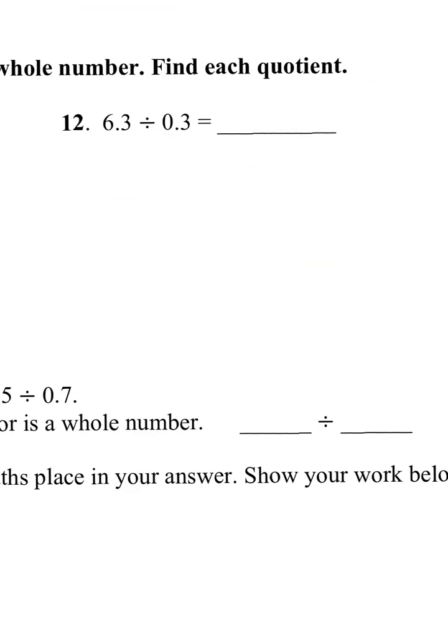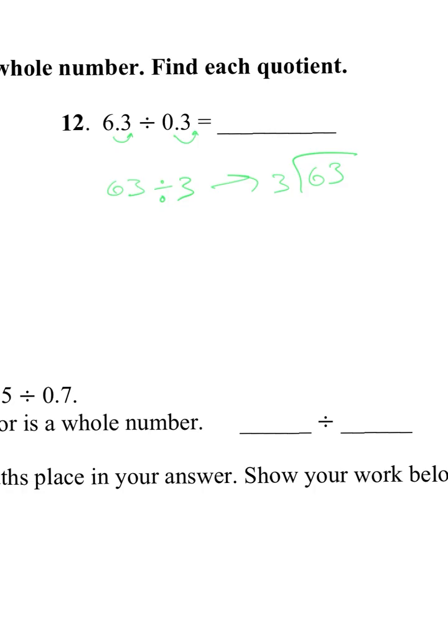On number 12, we've got 6 and 3 tenths divided by 3 tenths. Okay, so again, we got to make the divisor into a whole number. So we're going to move the decimal 1 spot to the right. And whatever I do to one, I have to do to the other. So when I rewrite this, it's going to be 63 divided by 3. Let's go ahead and set this up. So it's 63 divided by 3.